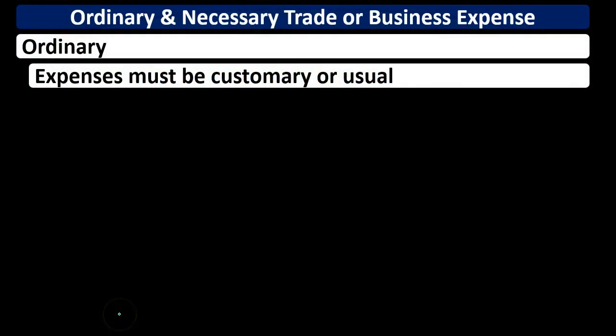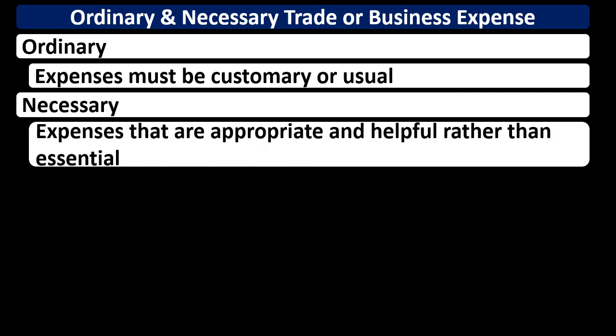To have it be in accordance with these terminologies, ordinary and necessary, in order to be deductible on the Schedule C. Ordinary are expenses that are customary or usual. So these are going to be expenses that we would expect to see in the type of business. These are going to be the customary, usual expenses within that type of industry, within the trade or business.